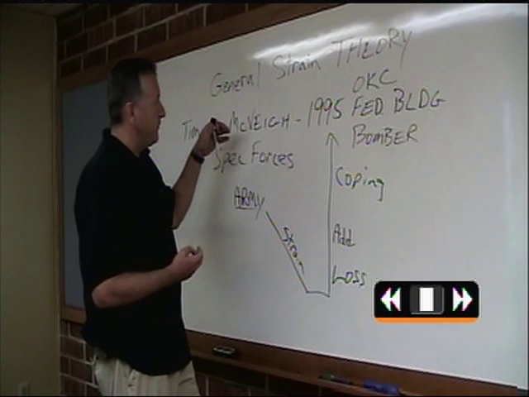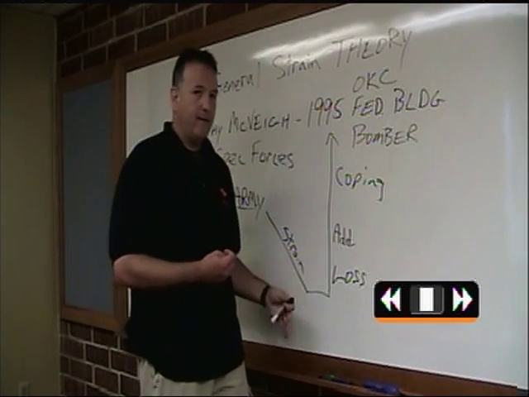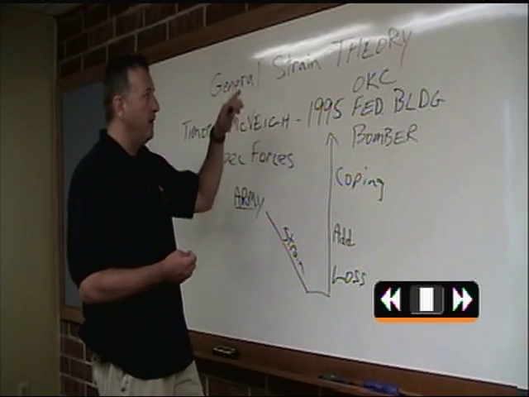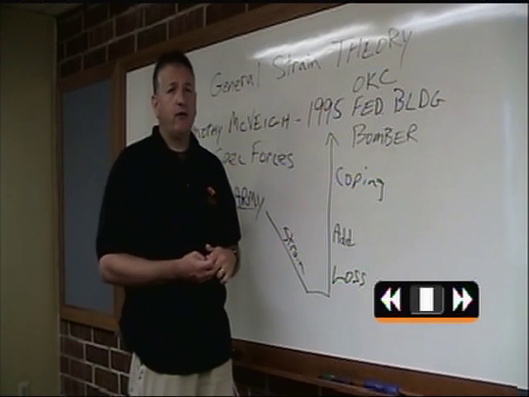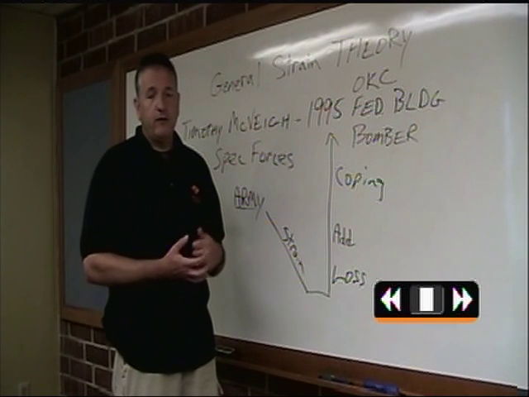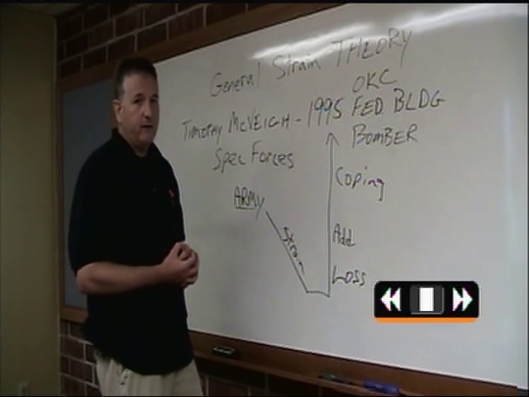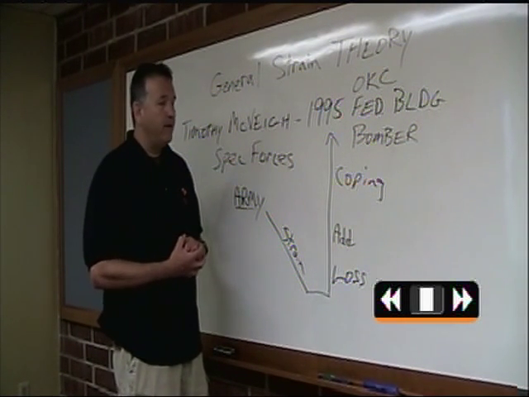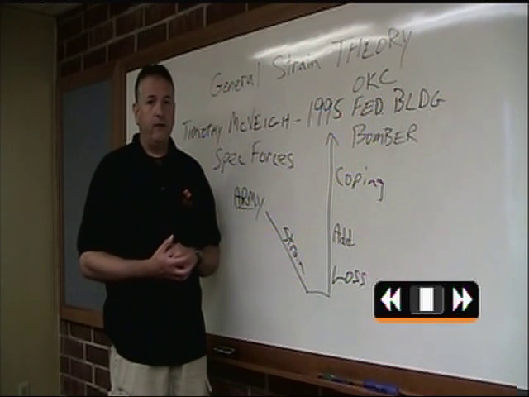This is my analysis, just a very basic kind of field interpretation of one major mass murder case to the general strain theory. It could be used in a case of a singular homicide. It could be used in many different cases as well. So this is Timothy McVeigh and the Oklahoma City bombing.